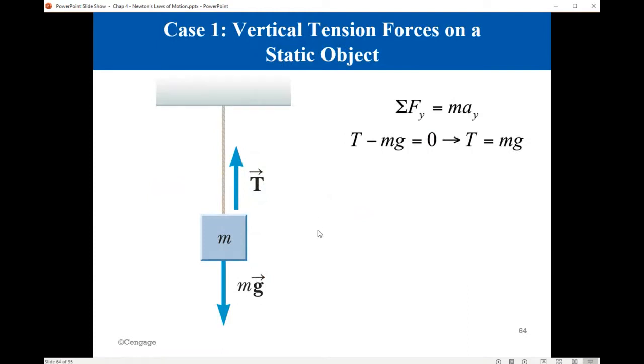Another example for tension force. Here we have a static object. A static object means acceleration is zero. There is no motion, so the acceleration is zero. So if you write the equation for the object in Newton's second law, the net force is T minus mg. Net force equals m a_y. a_y is zero because there is no motion. So T minus mg equals zero, or T equals mg. So the tension force in this rope is equal to mg, the weight mg.